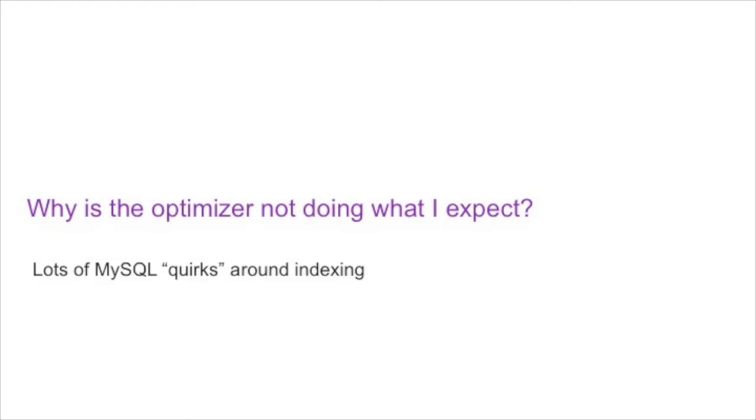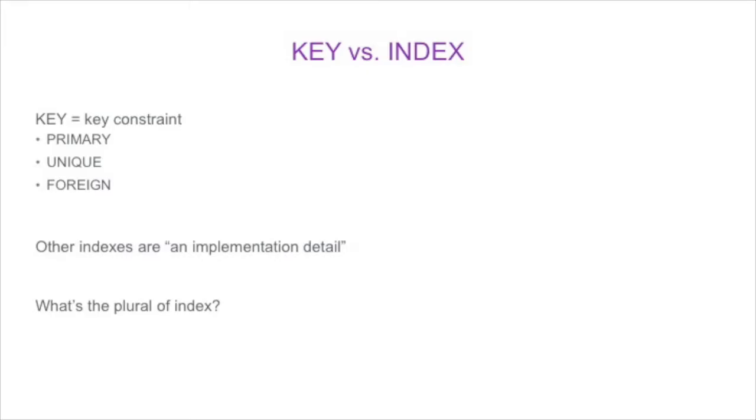So I'm going to talk about some of these quirks and why it's not going to do what you think it's doing. So first I'm going to talk a little bit about a key versus an index. A key is a key constraint. That's why it's named that. The full name is key constraint. You have like a primary key constraint, a unique key constraint, a foreign key constraint, and then everything else is an index, and as CJ Date would say, that's an implementation detail. He's big on theory, and he's like, indexes, who cares? That's an implementation detail.